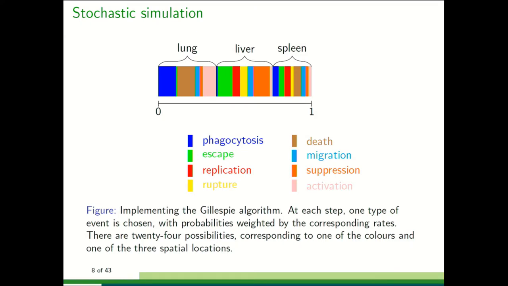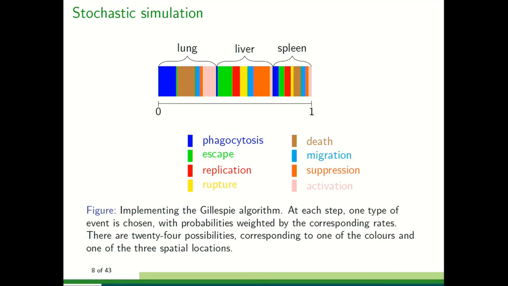Suppression is this business of a macrophage which has been suppressed or is put into this deactivated state, influencing its neighbors to also go into a deactivated state. And activation is the contrary, where there's some chemical signal which causes a cell to become activated and therefore capable of actually killing these bacteria. Okay? So eight basic events, and in the first version of the agent-based model, which I'm showing here, there were three spatial compartments because those were what they measured.